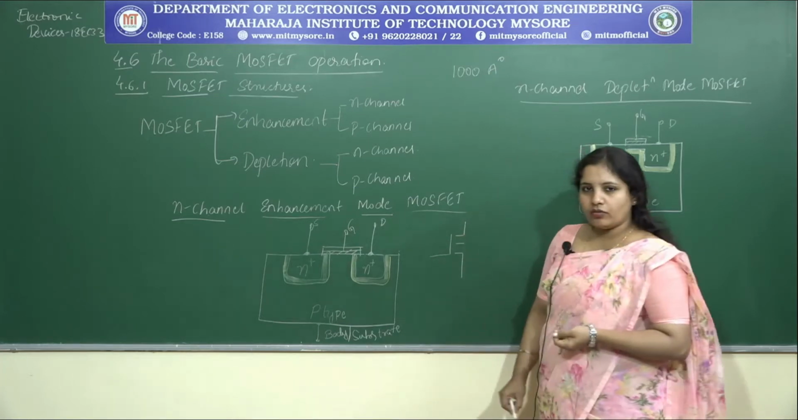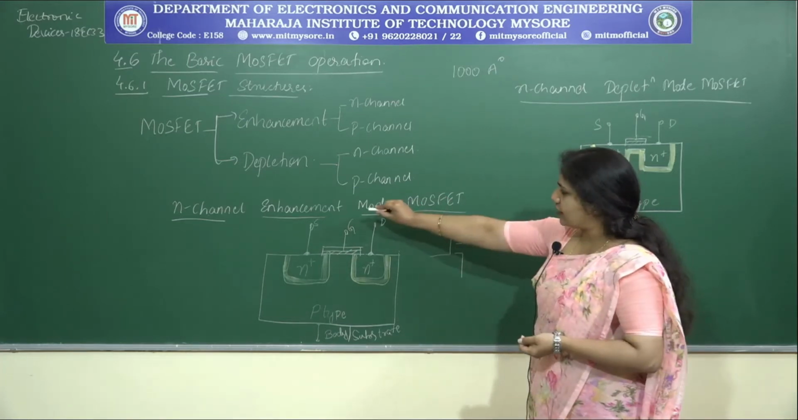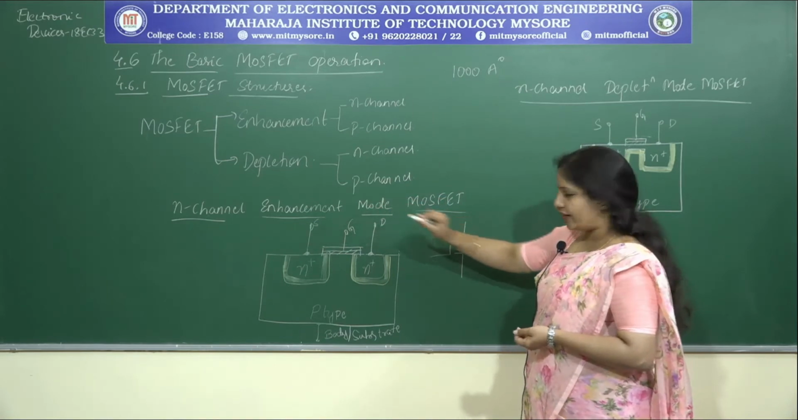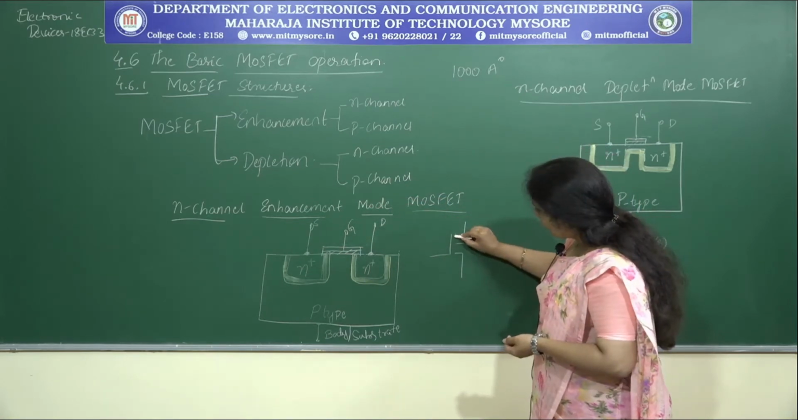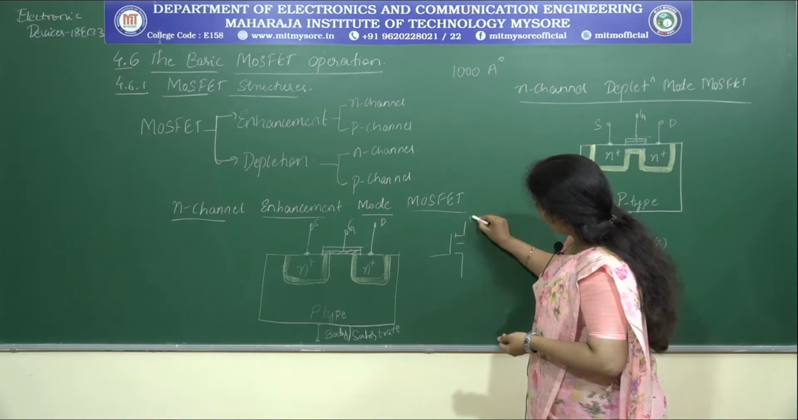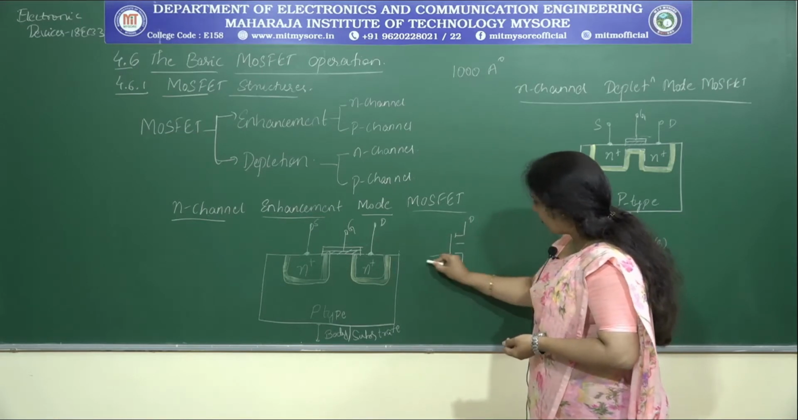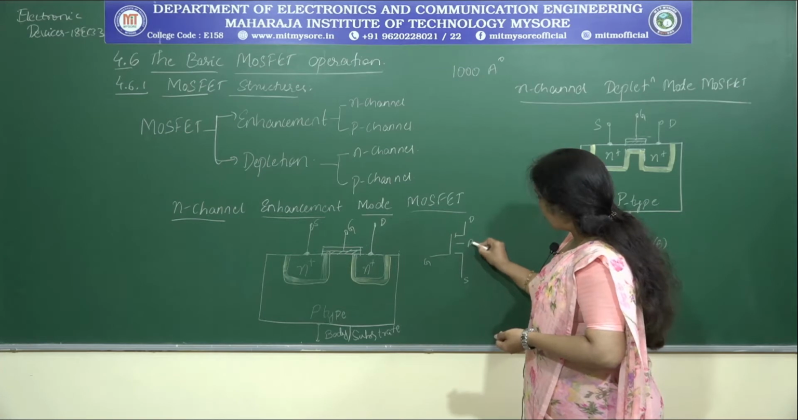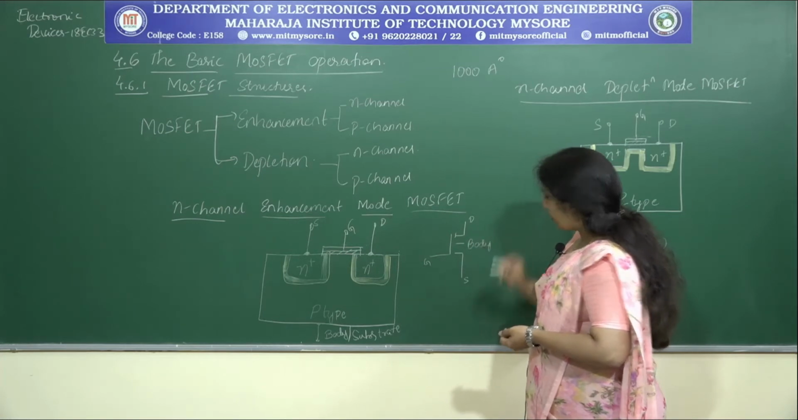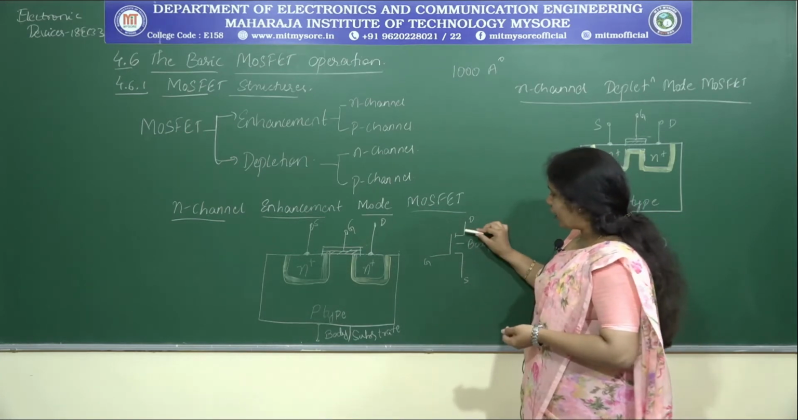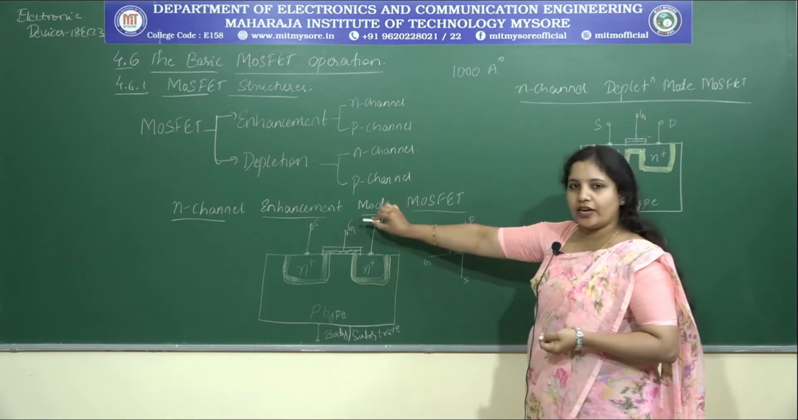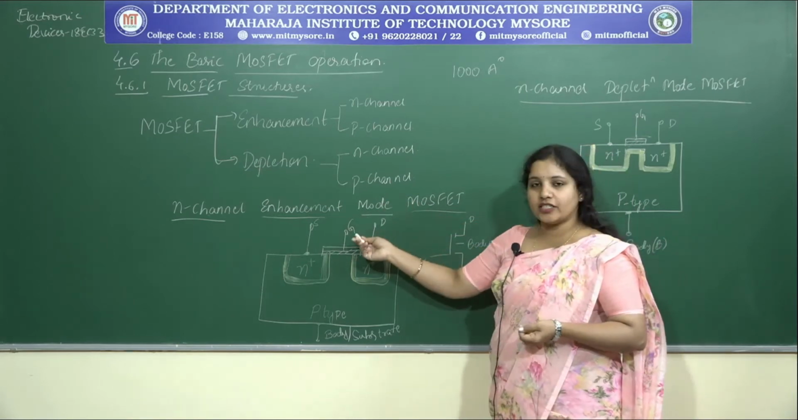Like this you write down a structure, and since it is an enhancement mode, there is no channel being formed. You have to create the channel. This is the drain terminal, this is the source terminal, this is the gate, and this is the body. Now, do we have a connection between drain and source in enhancement mode when my gate voltage is 0?